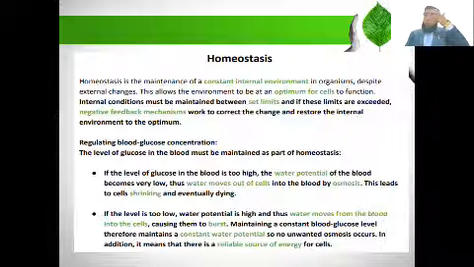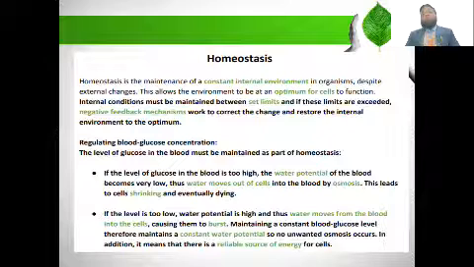Whenever we eat food, the level of glucose increases in our body. At that time, the pancreas secretes insulin, and this insulin converts the glucose into glycogen, which is stored in the liver.